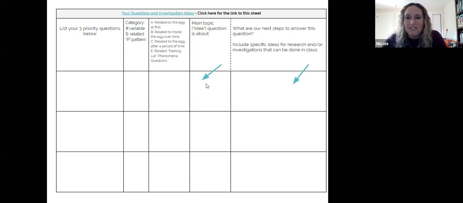I just added this column this year because I found that when I jumped from what's your question to what do you want to do next, they struggled a little bit with how do I figure this question out. So with the main topic, if the main topic is temperature, they were much more easily able to come up with specific experiment ideas or investigation ideas related to temperature and eggs or temperature and water or whatever it might be. So I found that this was a good added step that's been helping students a lot this year. There's a copy of this sheet in the slides. You can feel free to use it and change it. But I did find that it really helps them come up with some investigation ideas, which you want them to be able to do.